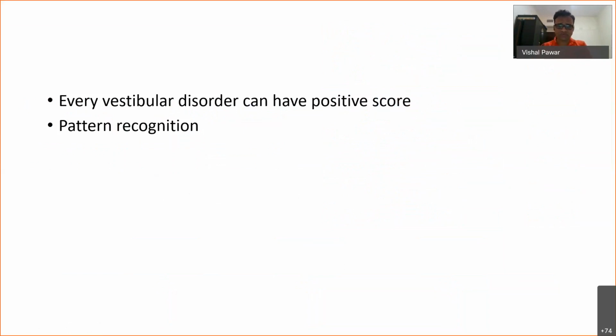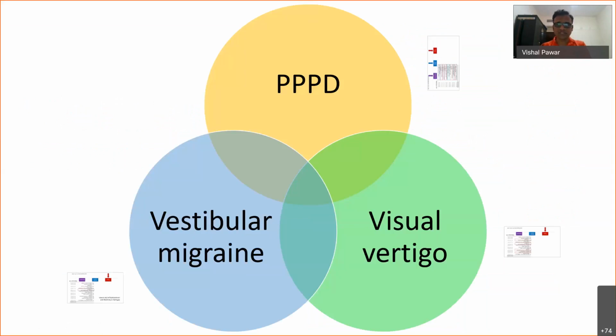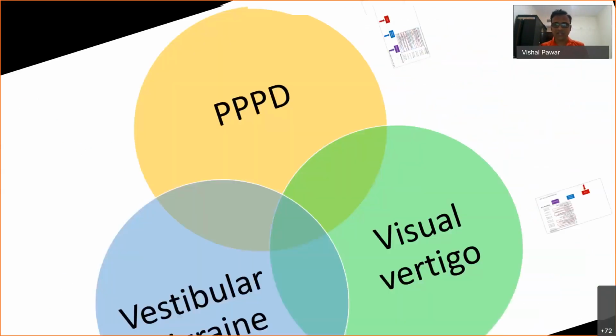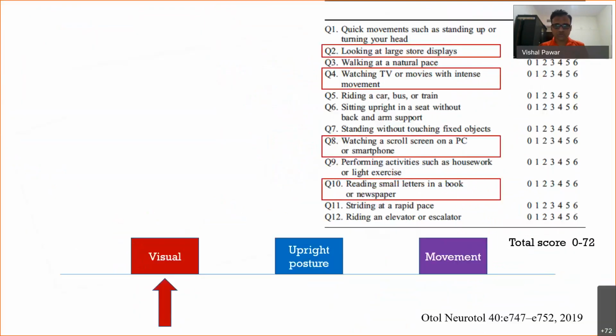So I will just mention the pattern recognition which I have seen in the last 2 months in patients. In triple PD, as I have mentioned, all the points are there. Patients score in most of the questions, but especially the visual score is very important. It should be positive. If a patient doesn't have any visual symptoms, then it is less likely that it is triple PD. Then comes the visual vertigo.